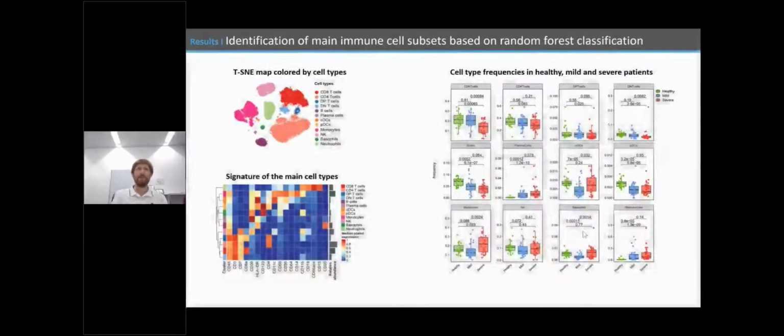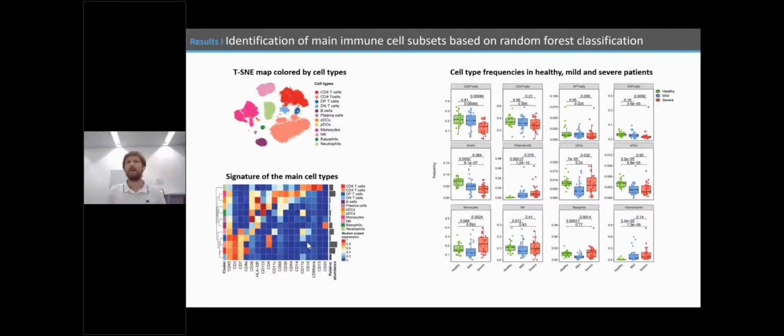In the first step, then we identified the main immune cell subsets using a random forest classifier. To the upper left, you can see a t-SNE map that shows the different main immune cell phenotypes, including CD8, CD4 T cells, B cells, plasma cells, dendritic cells, monocytes, NK cells, basophils, neutrophils, etc. To the lower left, you see a heat map. On the x-axis, you see the different markers that we analyzed. On the y-axis, the different phenotypes and the expression of the markers from blue lowest to red highest level.